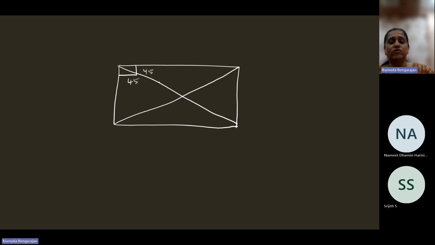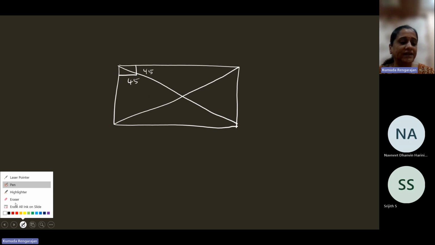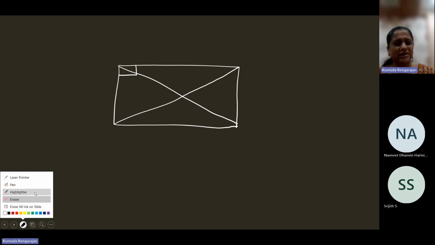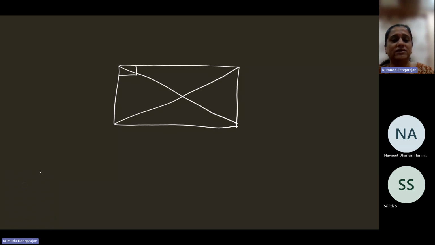So it will not be equal. 45, 45 it will not be. It will be like say some 60, 30 or 70, 20, anything. The sum will be 90. Maybe some 65 and 25. The total will be 90, but it will not be 45, 45.